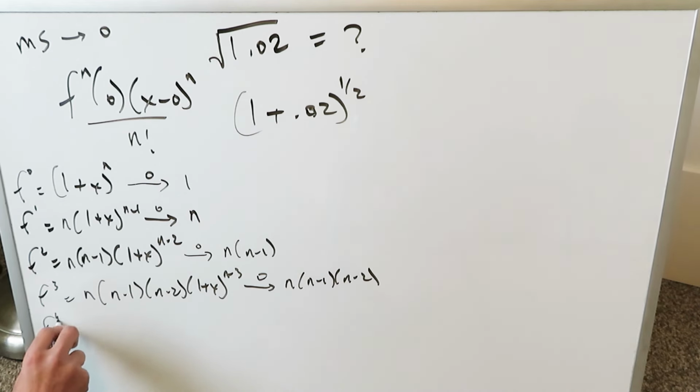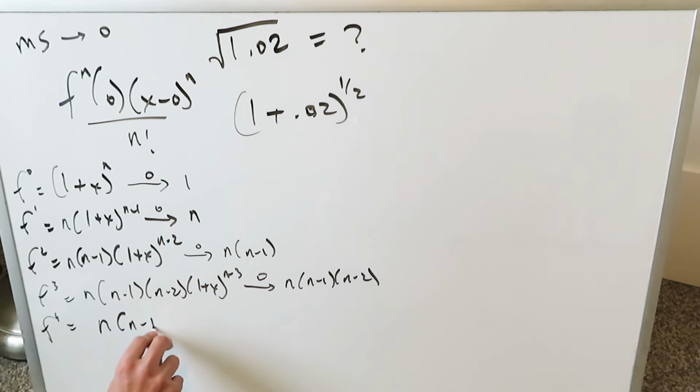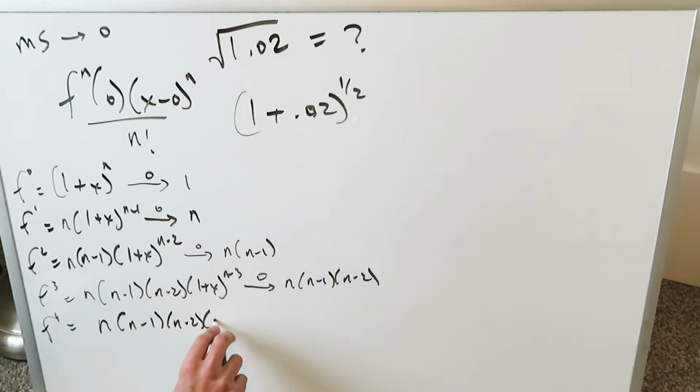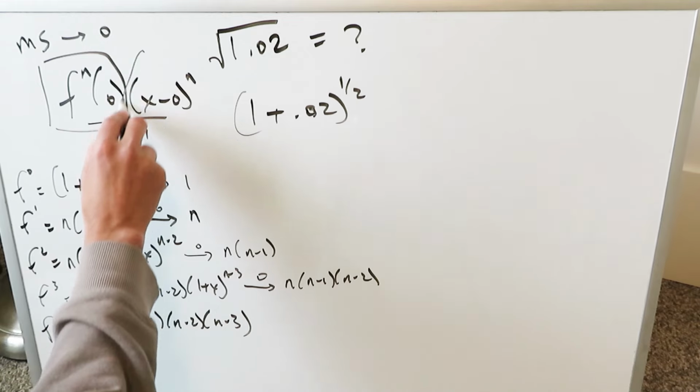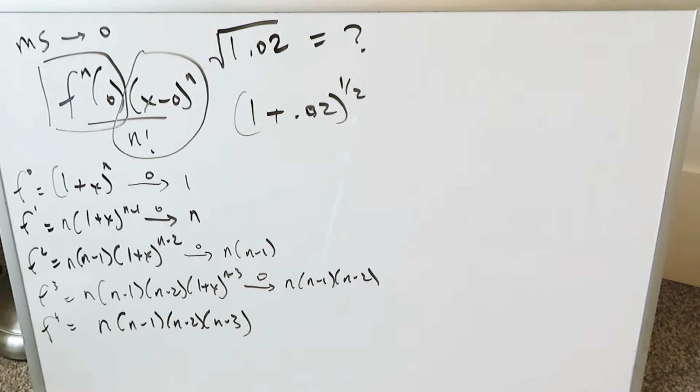And the fourth order derivative, I won't even write this part out, but you can imagine it will be n times n minus 1 times n minus 2 times n minus 3. That's what it will be. But what have we determined over here? We've determined this part. Now we have to look at this part. And that's easy. It's not hard.